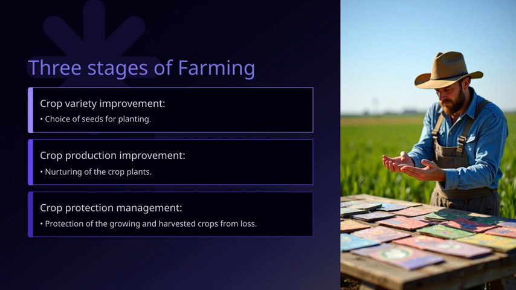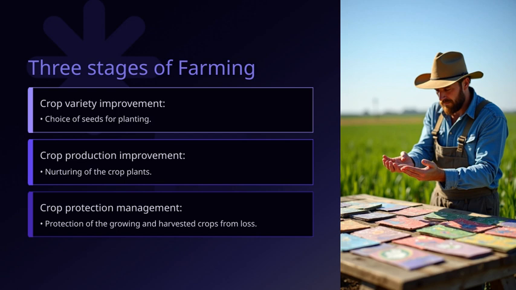Next is crop production improvement. Once we've selected the right seeds, nurturing those plants becomes crucial. This involves proper care, watering, fertilizing, and managing growth to ensure the crops develop strong and healthy. Finally, crop protection management is vital. It's about safeguarding our crops from pests, diseases, and other threats that could cause loss. Protecting both the growing plants and the harvested crops helps us maximize yields and maintain quality throughout the farming process.